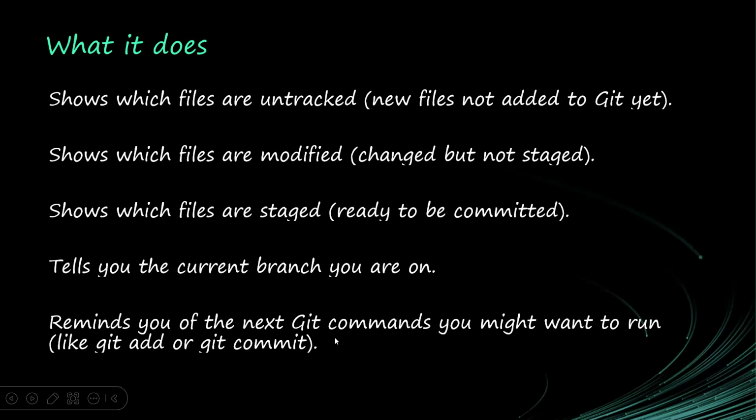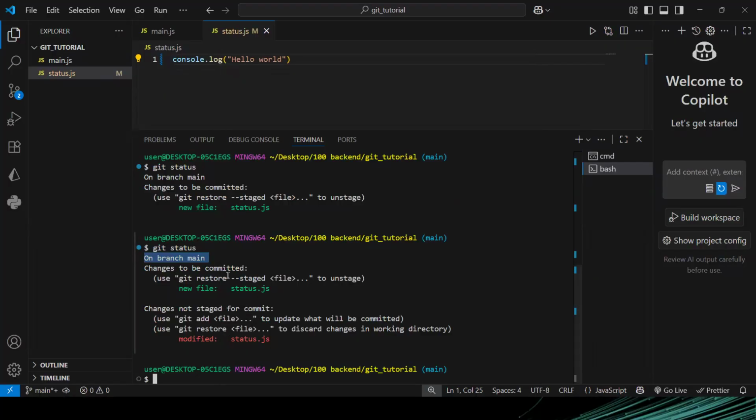It also reminds you of the next Git commands you might want to run. In this case, it says run git restore if you want to unstage, if you don't want Git to be tracking this file anymore. In this case, where you have modified this file, you can use git add to update what will be staged, or you can use git restore to discard the changes in the working directory. So these changes that I made, if I no longer want them, I will say git restore, then the name of the file, and it will restore it back. Okay, let me show you guys.